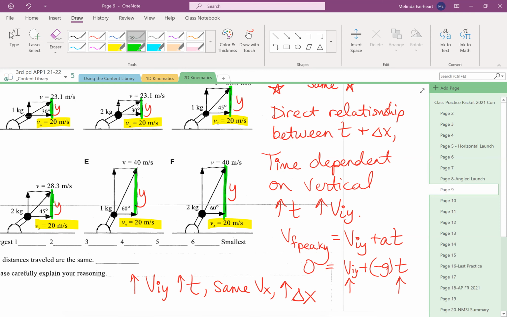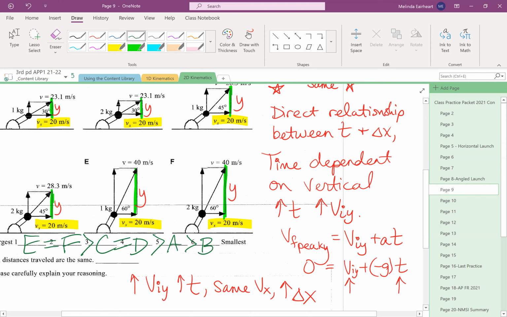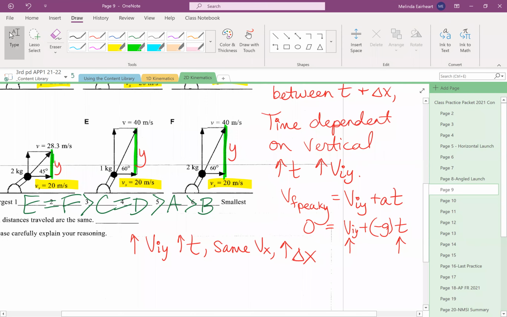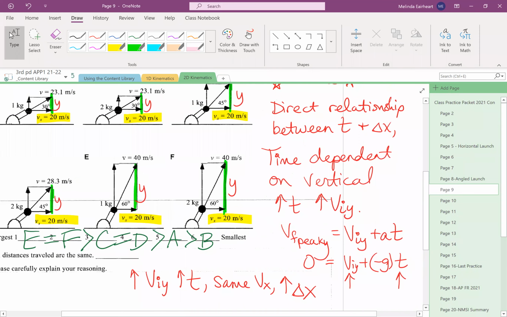There we go. E is equal to F, and then who? C and D are equal, and then A and B have the smallest, okay? So E equals F is greater than C equals D, which is greater than A equals B. Good deal? And so you may be wondering, well, how did you know?